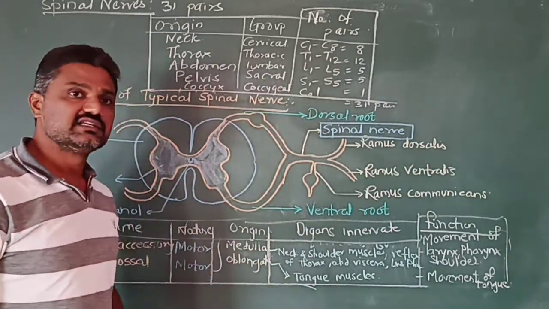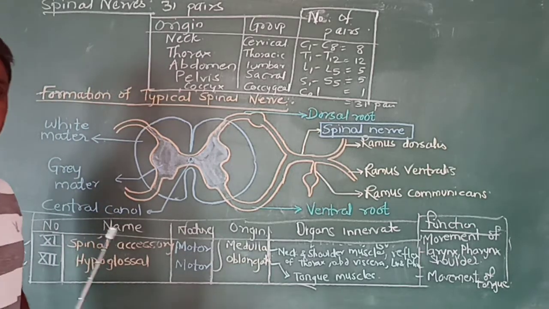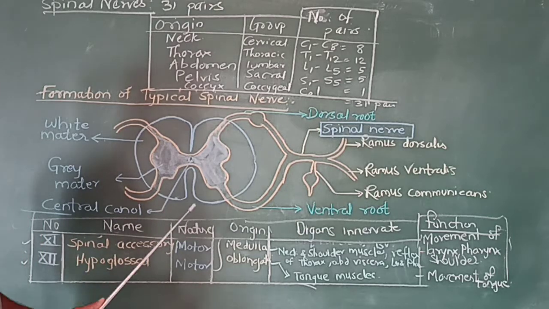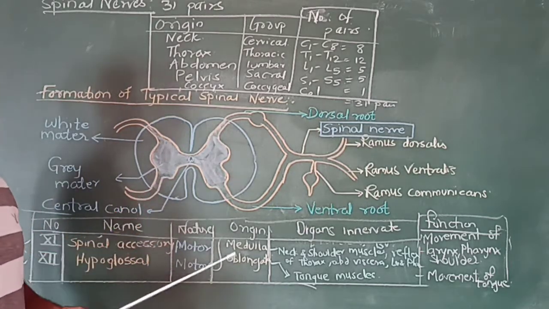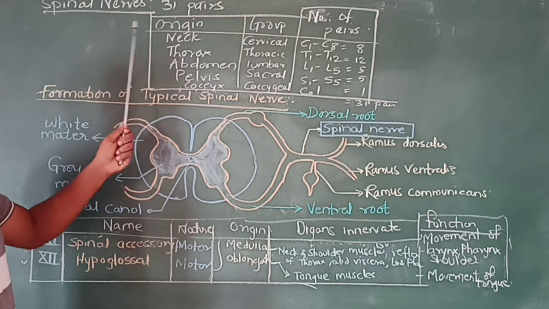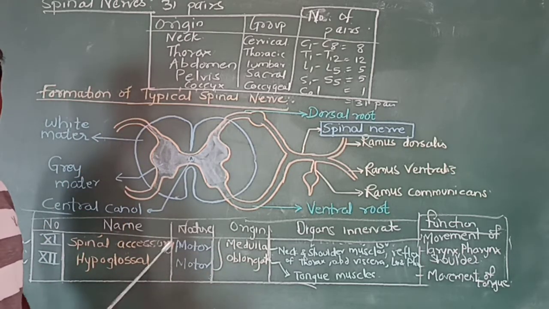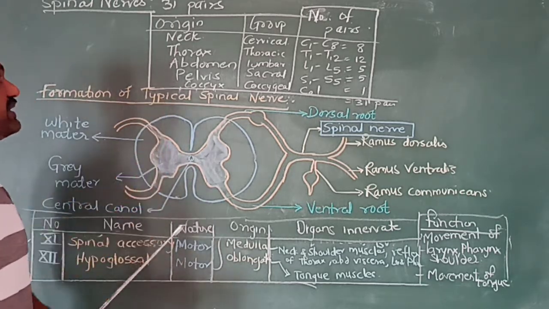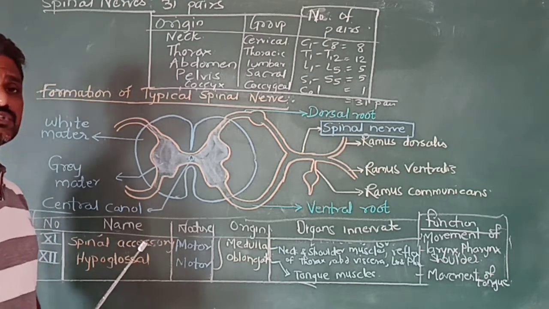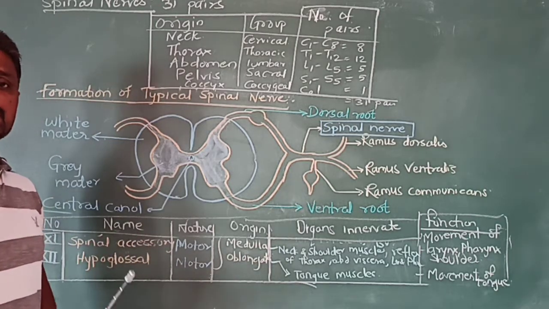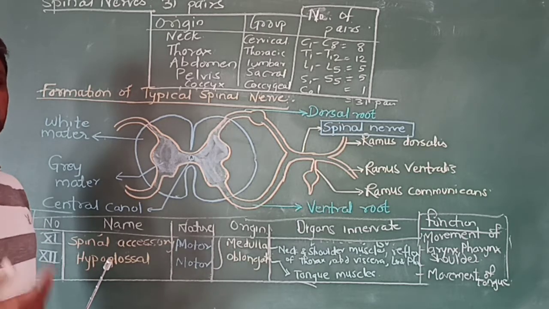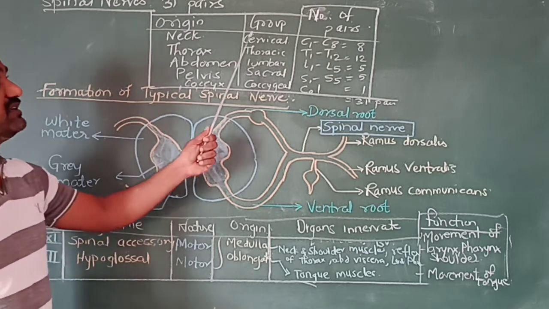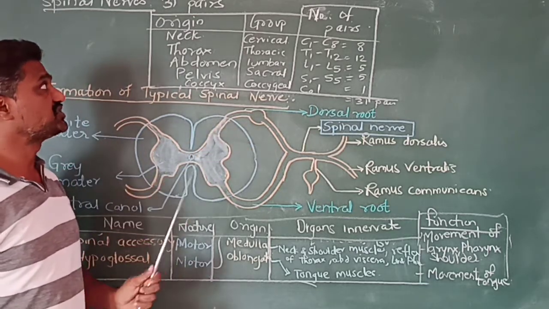So these are the 12 cranial nerves which originate from the brain. The other part of the peripheral nervous system is formed by the 31 pairs of spinal nerves. So cranial nerves and spinal nerves together form the peripheral nervous system. The 31 pairs of spinal nerves, the nerves which originate from the spinal cord in different regions, are called spinal nerves. Now we will study the origin, group and the number of pairs.